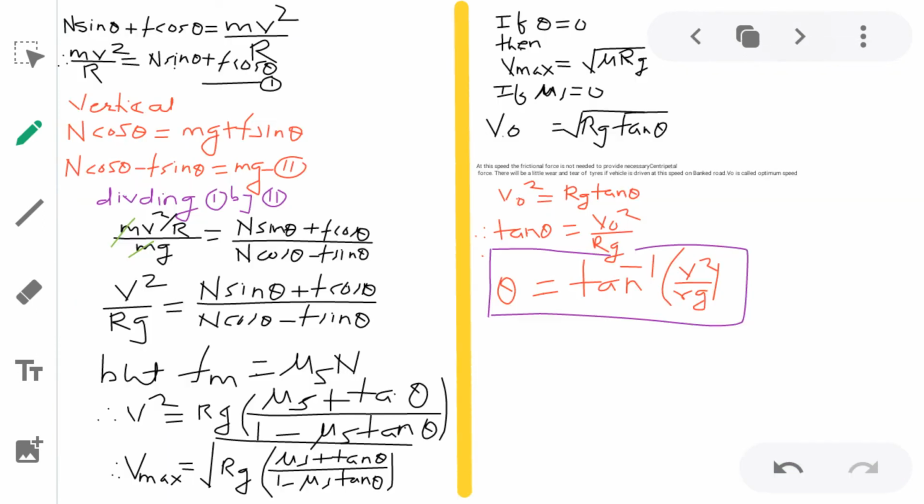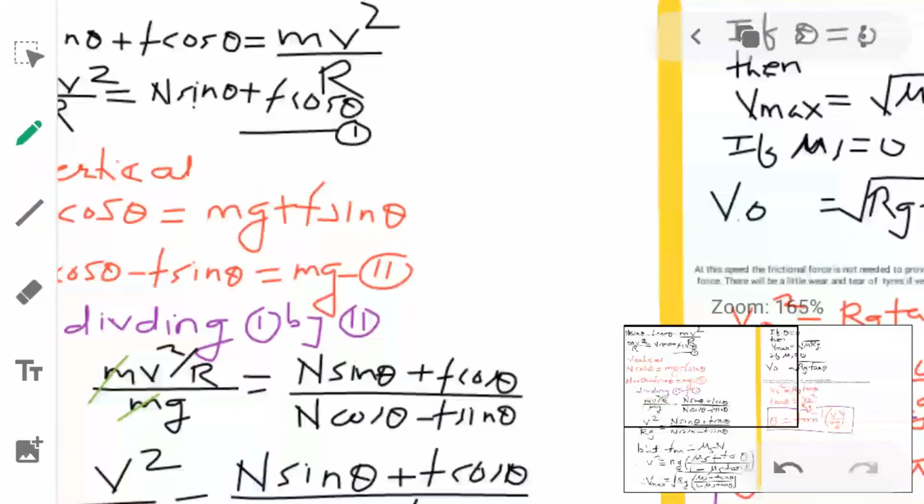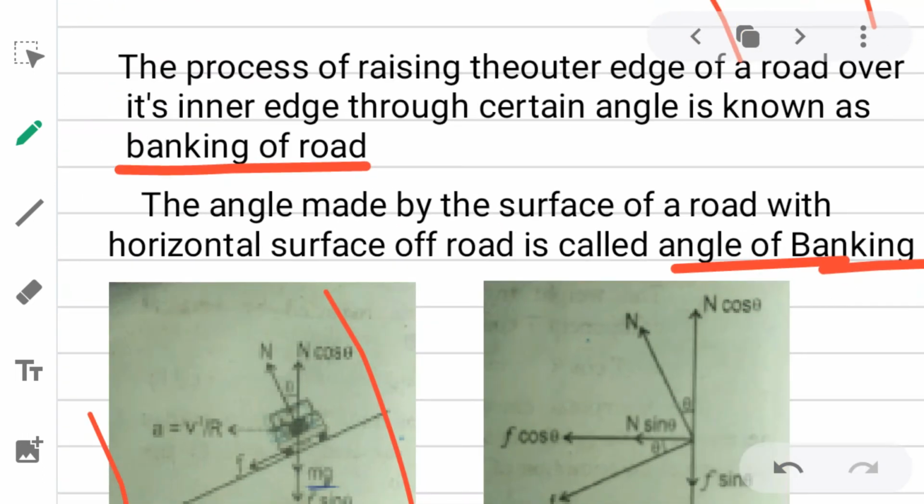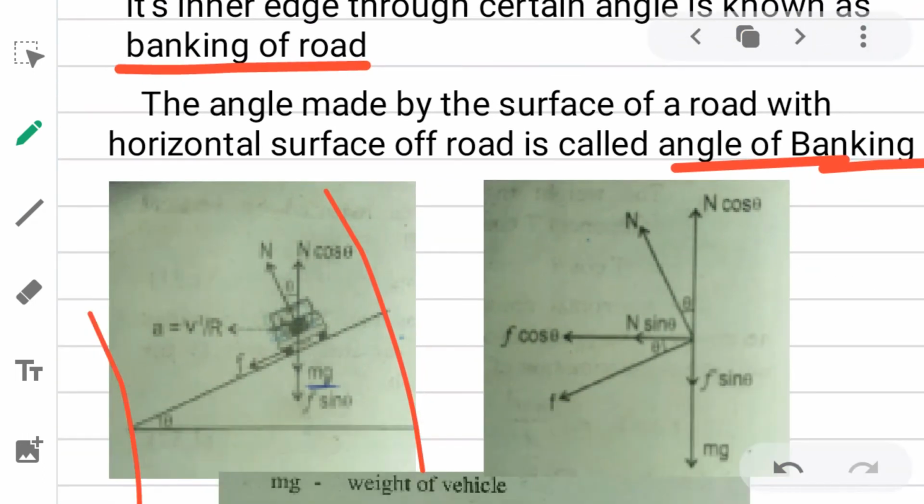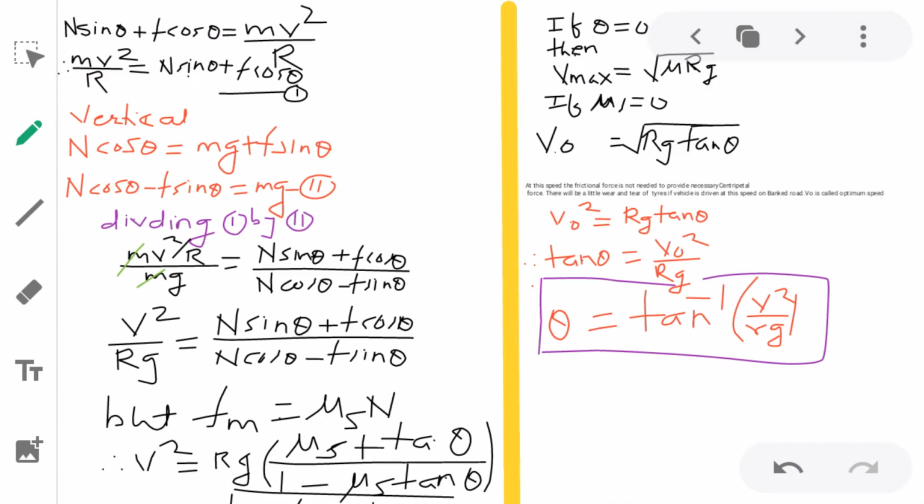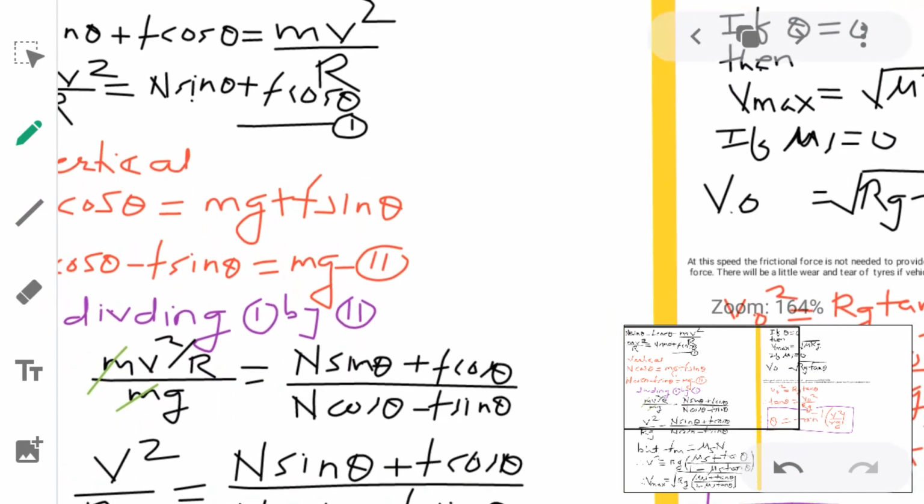Now balancing the forces. See here, N sin theta plus F cos theta gives the centripetal force mv square upon r, and these two are balanced. So mv square upon r is equal to N sin theta plus F cos theta.